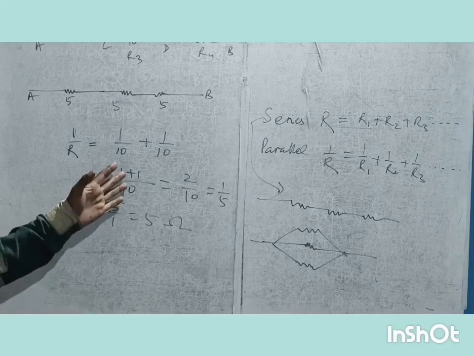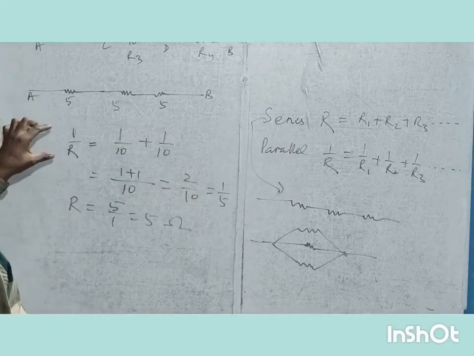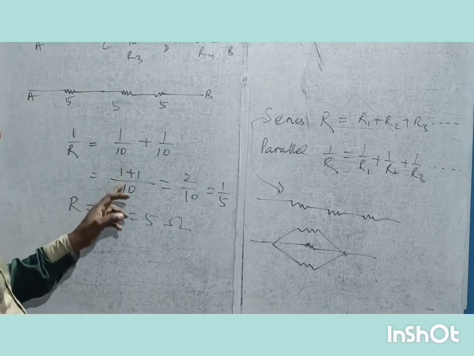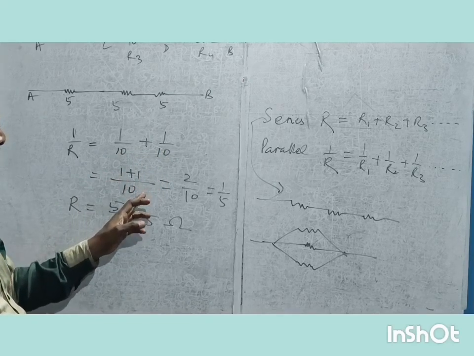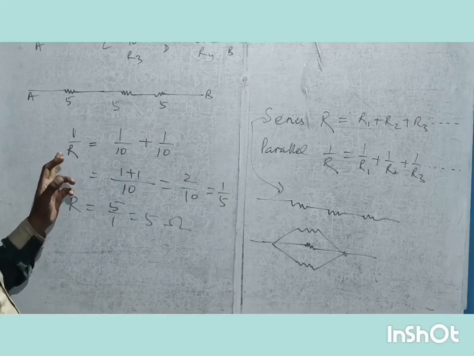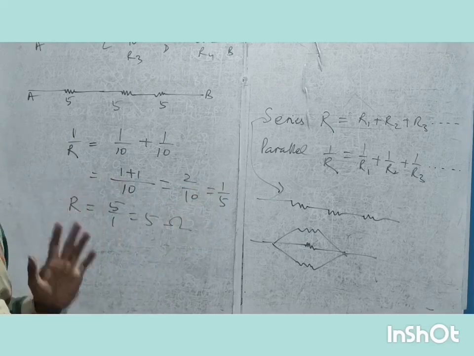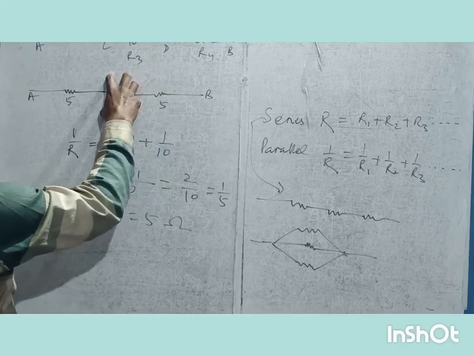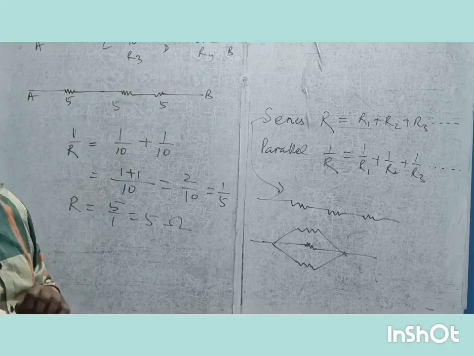Could you follow this one? These two are in parallel, so I am calculating this way, using the parallel formula: 1 by R1 plus 1 by R2, both are 10, 10. So I am taking the LCM and doing the addition of fractions as usual. So 2 by 10. After simplification it will be 1 by 5. So the value of 1 by R is 1 by 5. That means R is the reverse of 1 by 5, which is 5 by 1, 5 ohm. Now these two make 5 ohm and it becomes a single resistor, and the figure is simplified to this one.